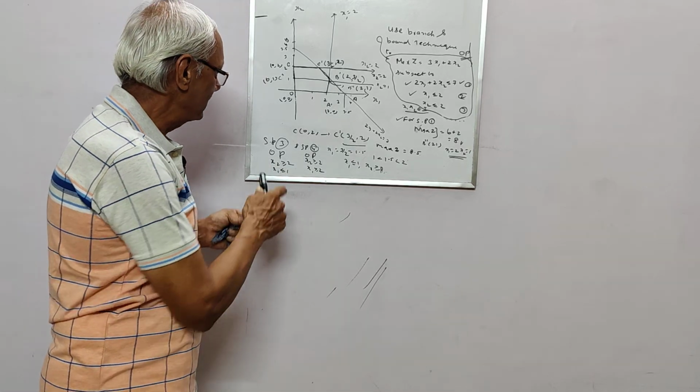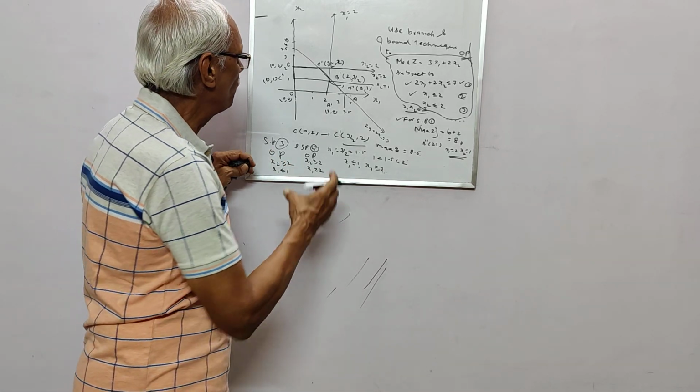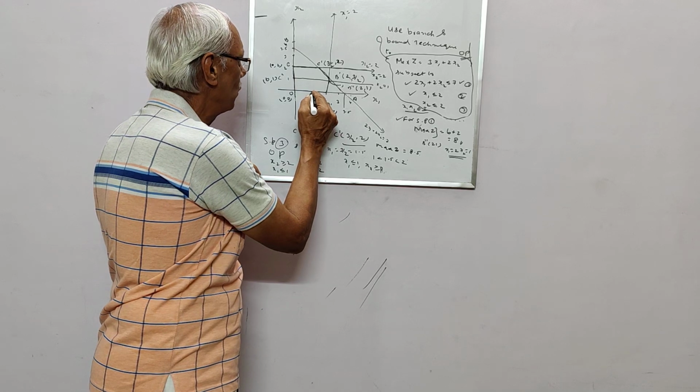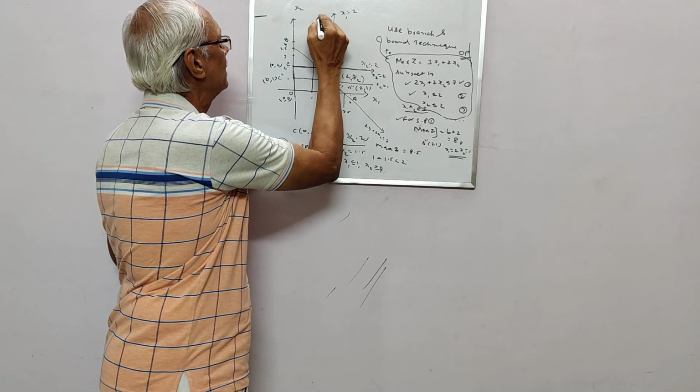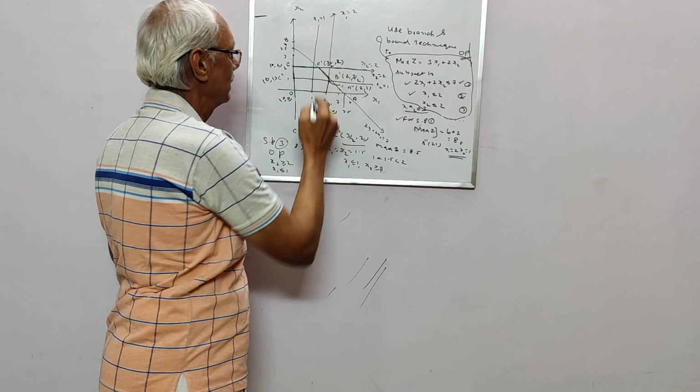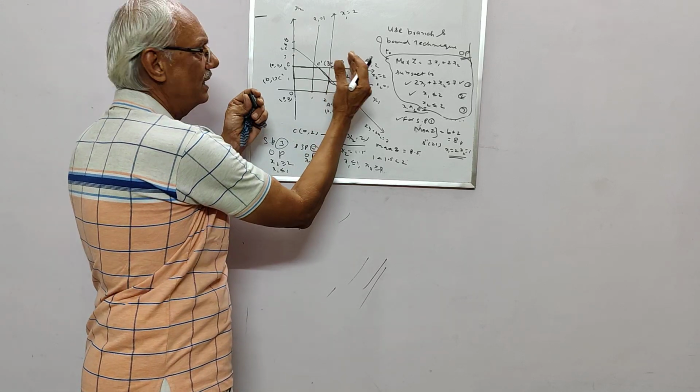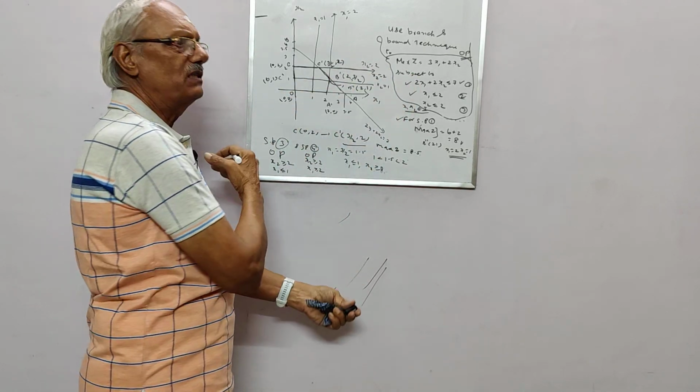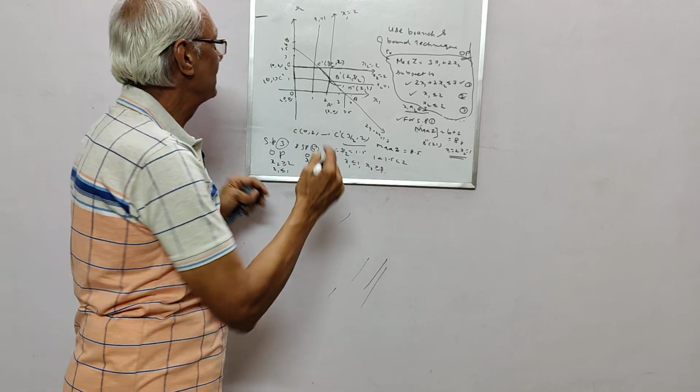Now let me go for this subproblem 3. When you go for subproblem 3, x1 is equal to 1, correct? So this is it, and x1 is equal to 1, search for a solution below that. That means what?